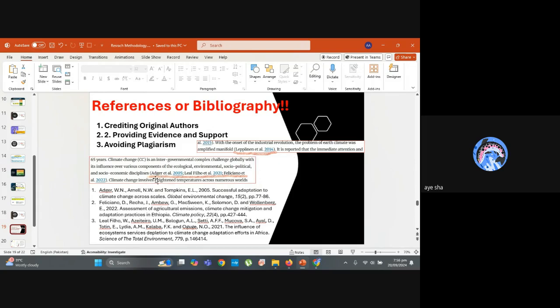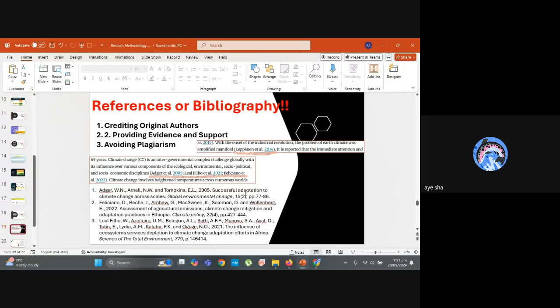All right. In the second box, you can see that this paper has cited different researchers. Okay, that means the statement about climate change, the Intergovernmental Panel, etc., this line was stated in many studies. He has cited Adel et al. 2005, Liel Filho et al. 2021, and the third one in 2022. That means he has quoted or used the statement that was used before him by all three of these authors.